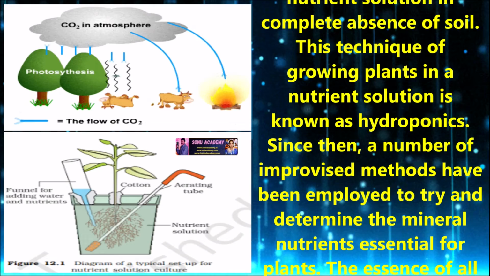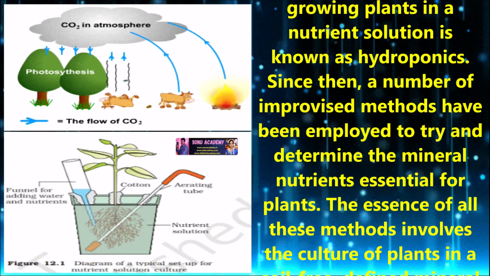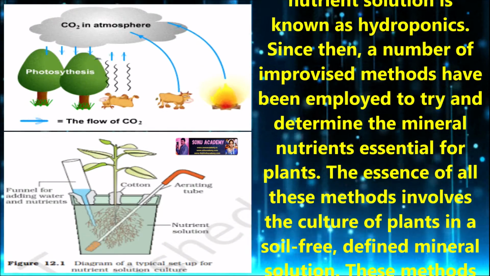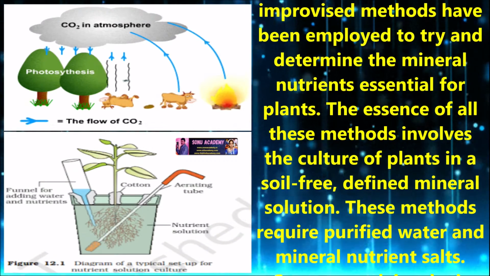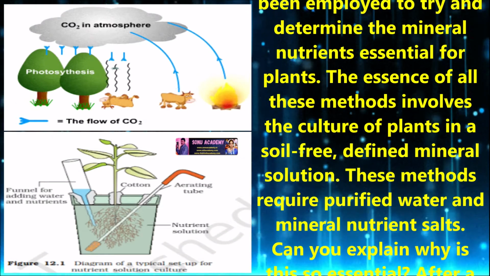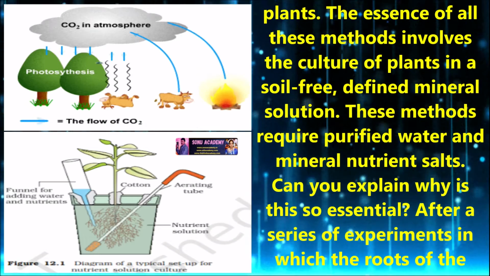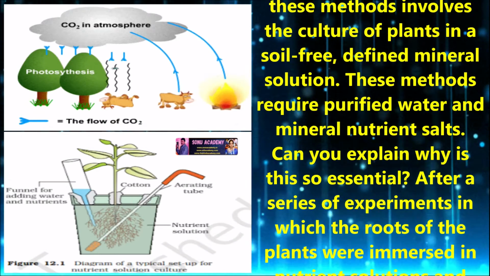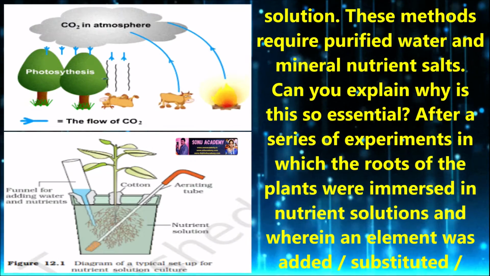Since then, a number of improvised methods have been employed to try and determine the mineral nutrients essential for plants. The essence of all these methods involved the culture of plants in a soil-free defined mineral solution. These methods required purified water and mineral nutrient salts. Can you explain why this is so essential?